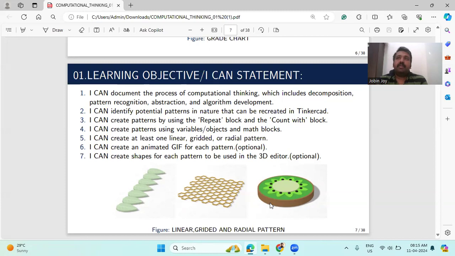Independent learning means it is the complete responsibility. It is the duty of the student to finish the activity. There will be no discussion, there will be nothing. It is their duty to observe nature and identify the patterns, choose the patterns, and finally they have to recreate that pattern in this Tinkercad application. So this will promote the concept of independent learning.